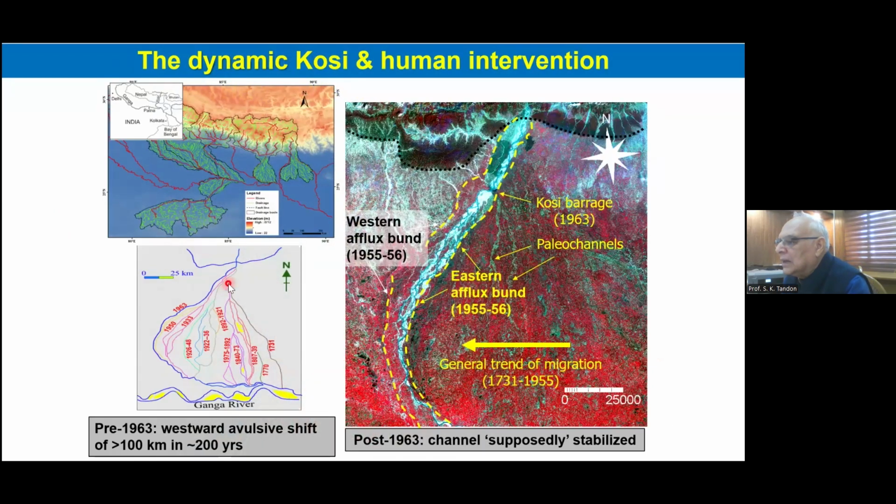So this is the Kosi fan, essentially. You can see the Kosi fan, a blow-up of the Kosi fan. It's an avulsive system, which means there are sudden shifts of the course of the channels, essentially, over the last 200 years.